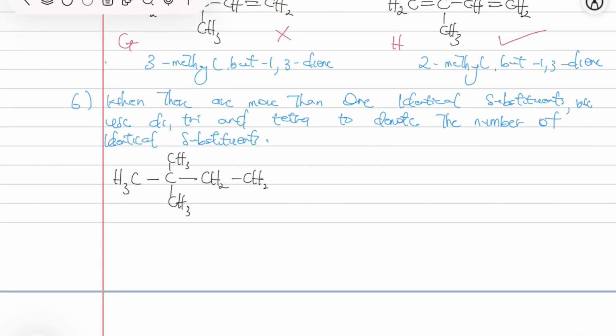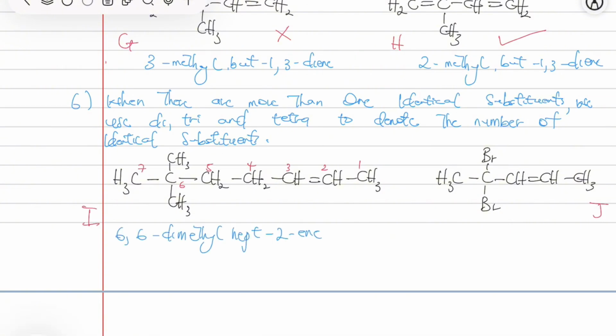In compound I, the correct nomenclature is 6,6-dimethyl-hept-2-ene. It is 6,6-dimethyl because we have 2 identical methyl groups at position 6 of the parent compound. Then the parent compound is hept-2-ene because the longest chain containing the double bond, which is the parent compound, is 7 carbons and the double bond is at position 2. That is why this compound is named 6,6-dimethyl-hept-2-ene.